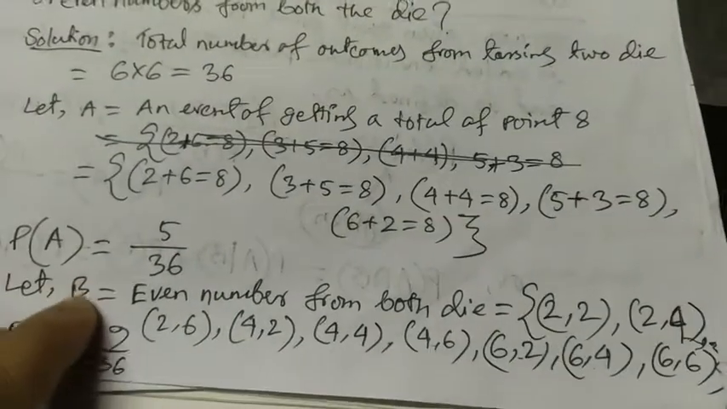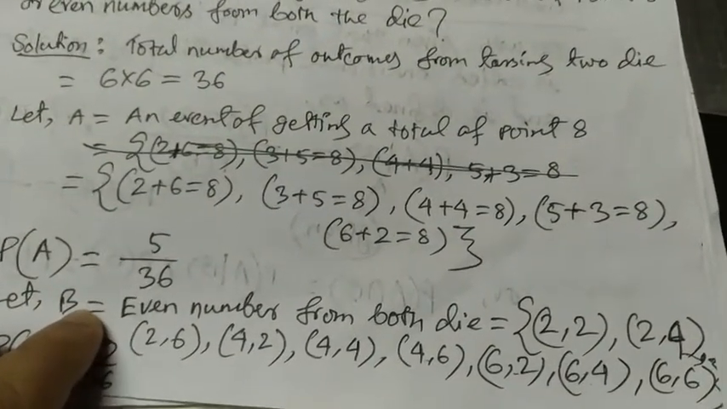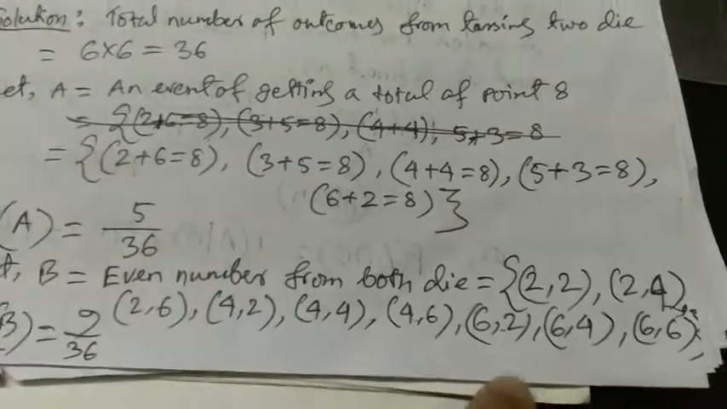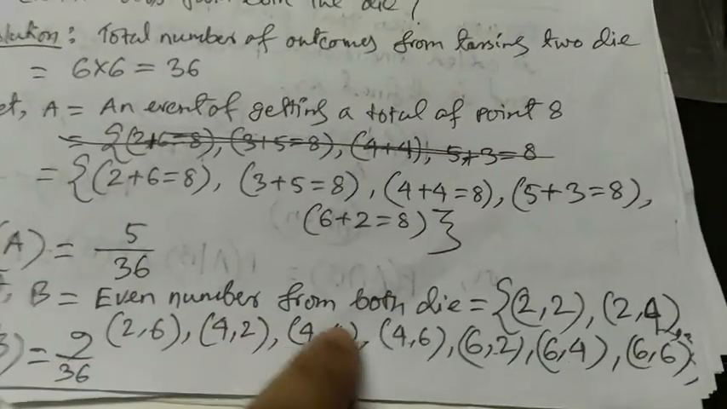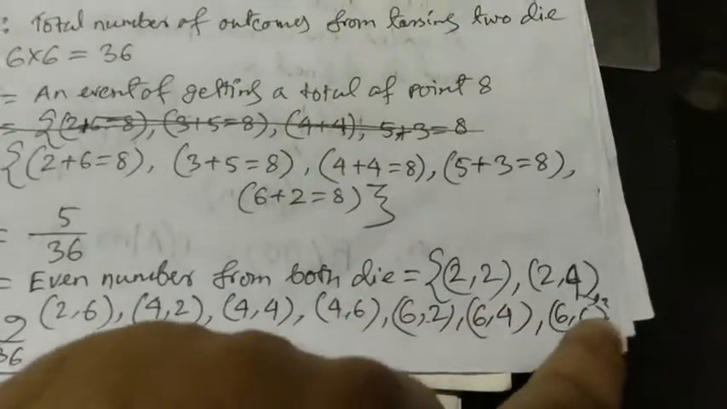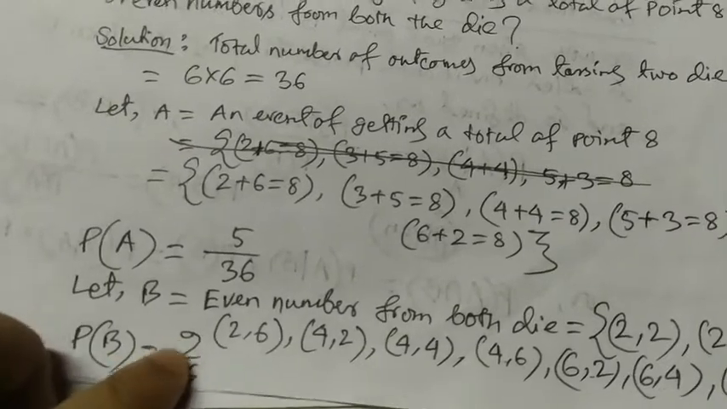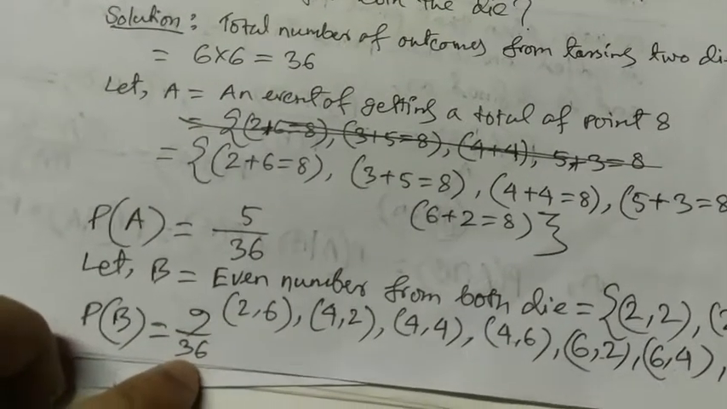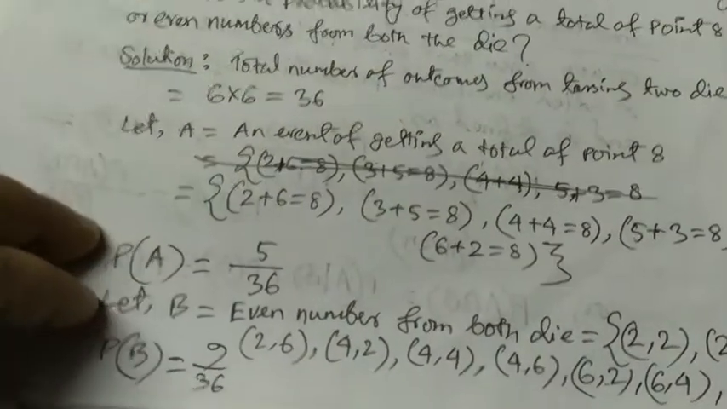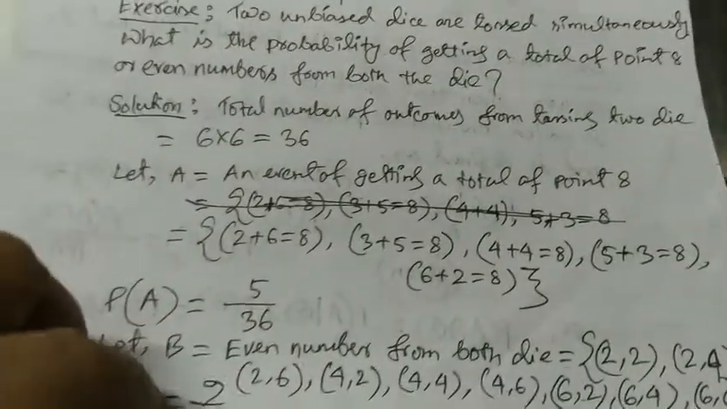So let's see how many outcomes there are in event B. In event B we have 1, 2, 3, 4, 5, 6, 7, 8, 9 outcomes. So the probability of B will be 9 divided by the total outcomes, 36. So 9 divided by 36. Right.